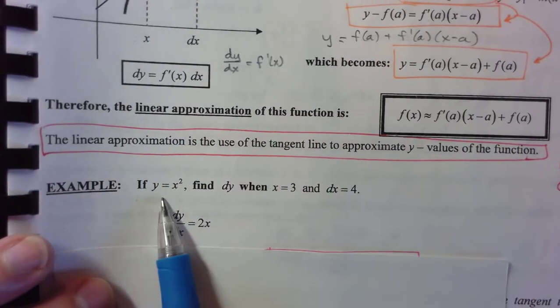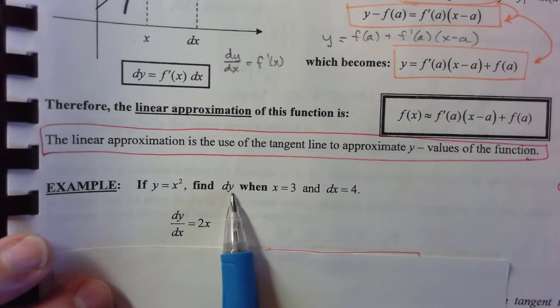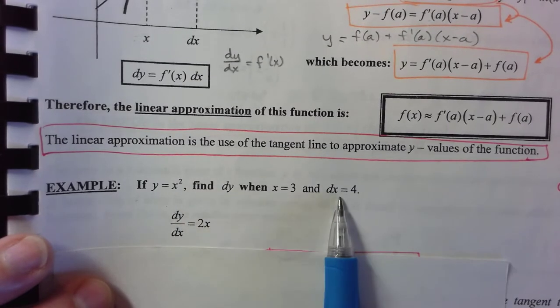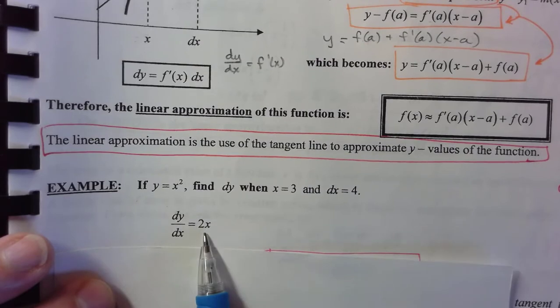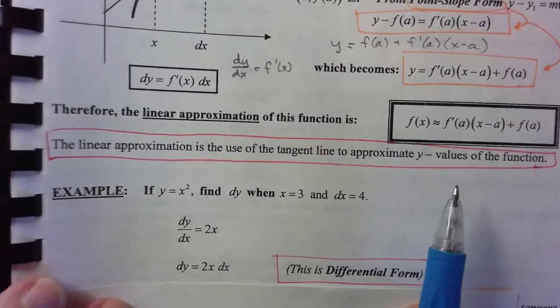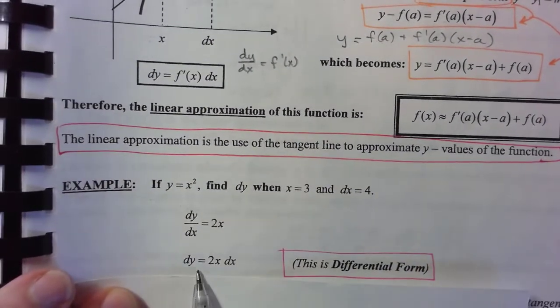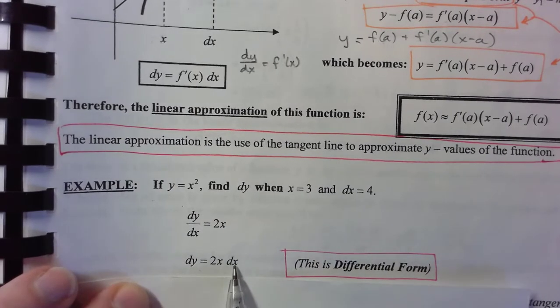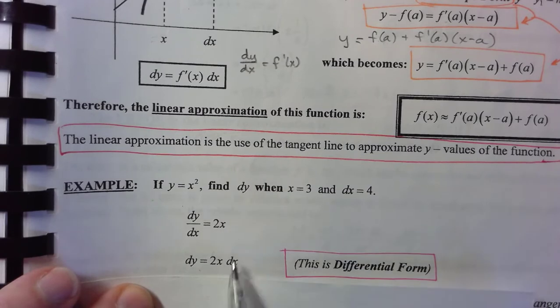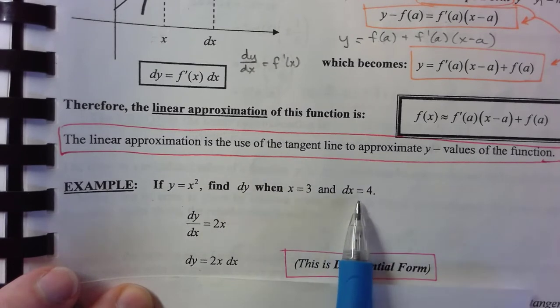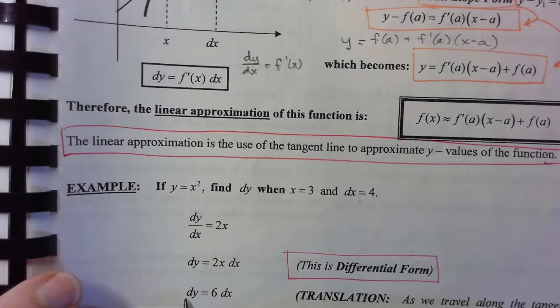Example, y equals x squared. Find dy when x is 3 and dx is 4. Well, first of all, dy/dx is 2x. So let's write this in differential form. dy is 2x times dx. Well, we know at the instant when x is 3, it is changing by 4 units. So dy is 6 times dx.